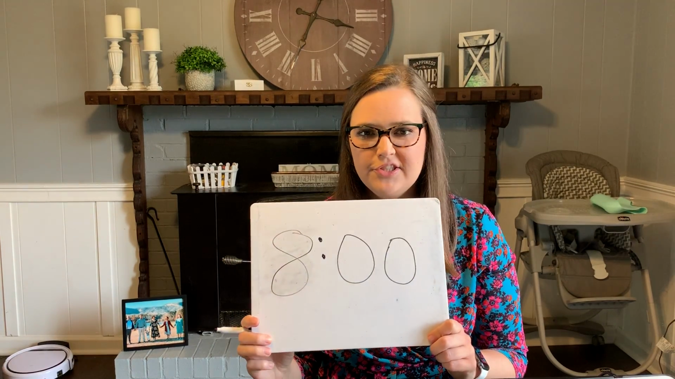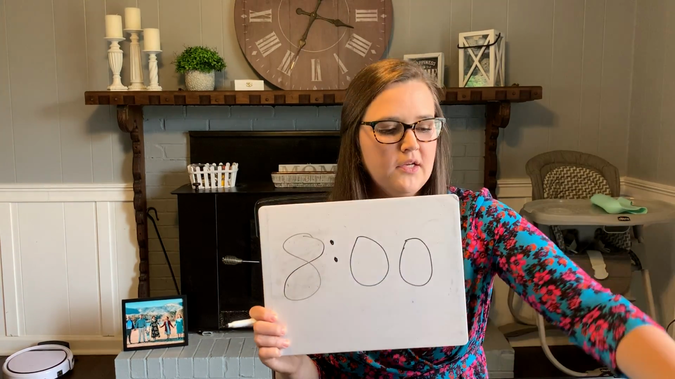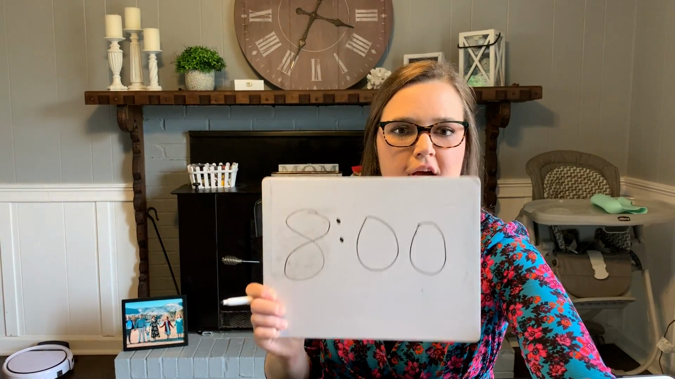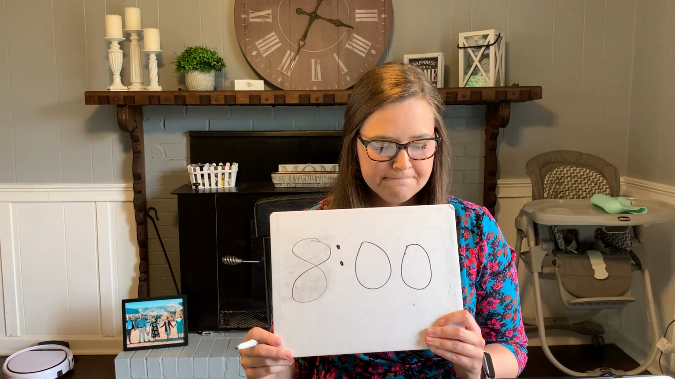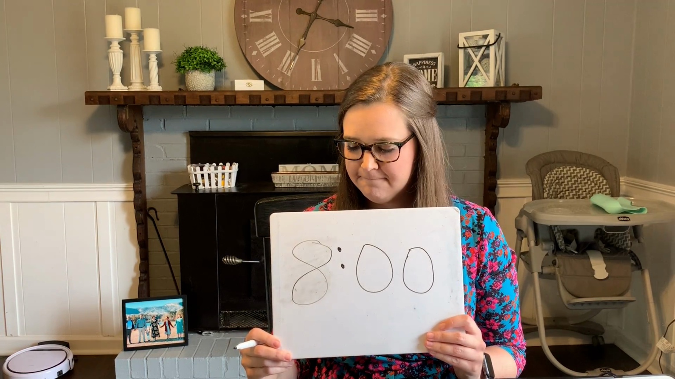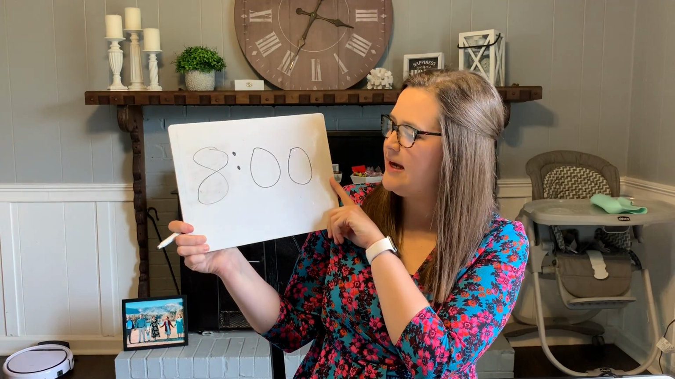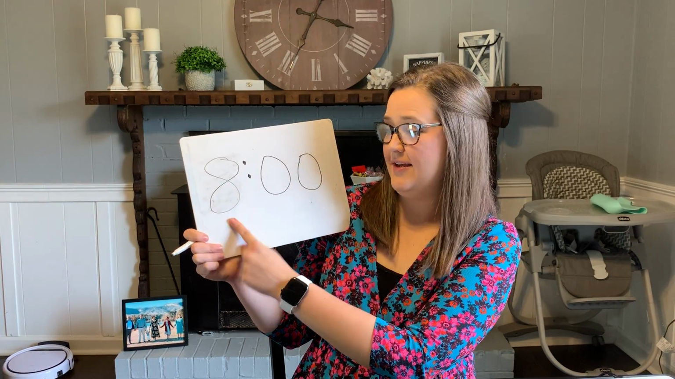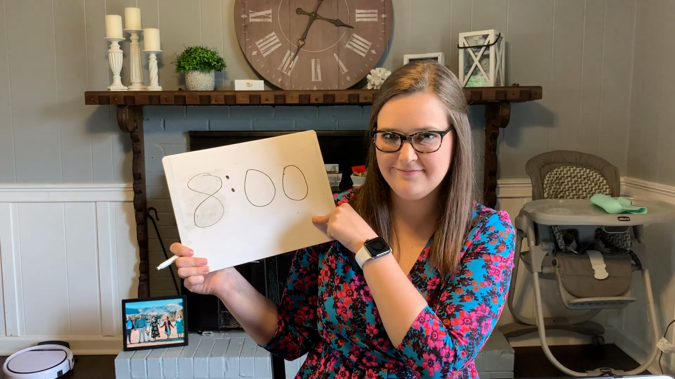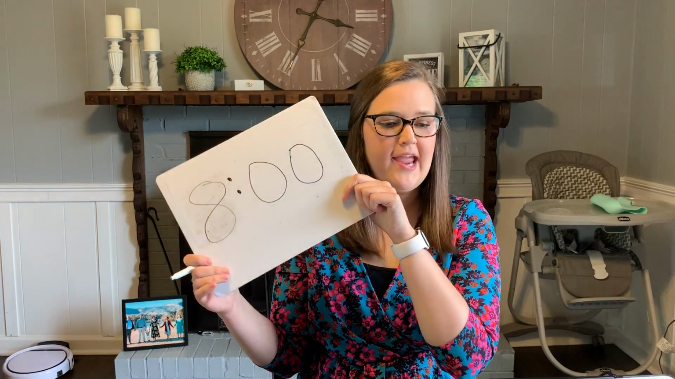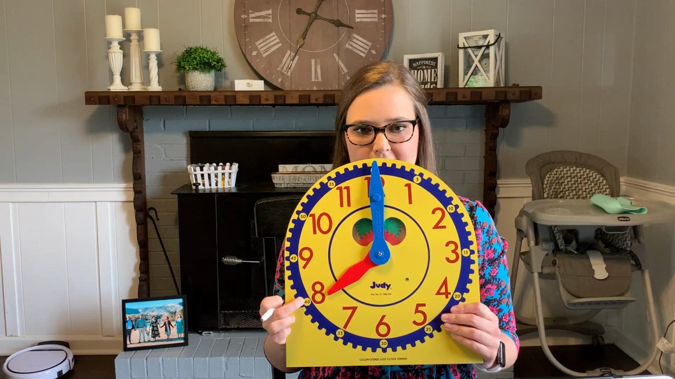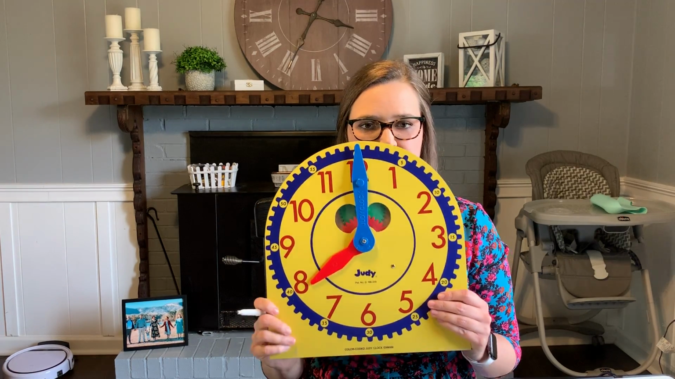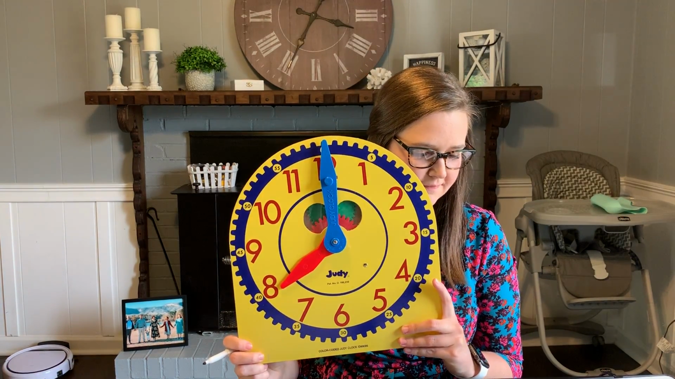What time is it now? Set your clock to show this time. Your little Judy clock, set your clock to show this time here. Can anybody tell me what time it says now? 8 o'clock. Very good. And your little Judy clock should look like this. You have your hour hand on the 8 and your minute hand on the 12. It should show 8 o'clock.